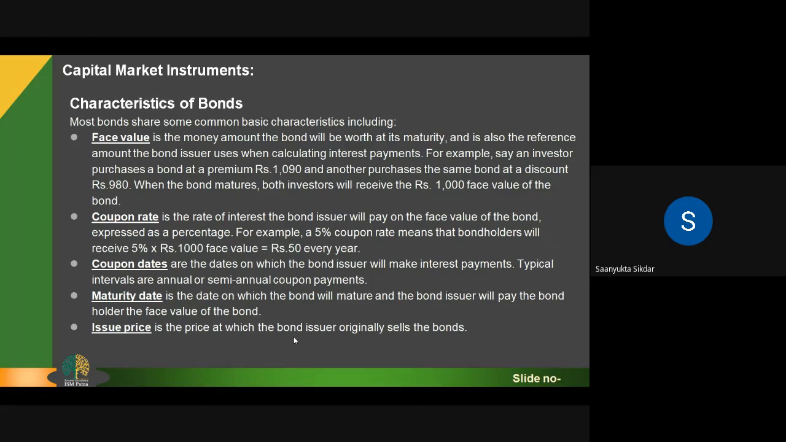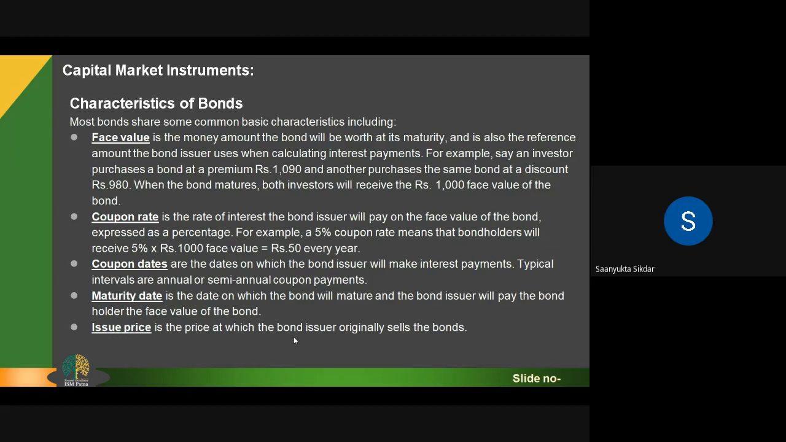Coupon dates. What are those? Coupon dates are the dates on which the bond issuer will make interest payments. Typical intervals are annual or semi-annual coupon payments. Annual is when the interest is paid once in a year, or semi-annual coupon payments can also be there, where the interest is paid twice a year.